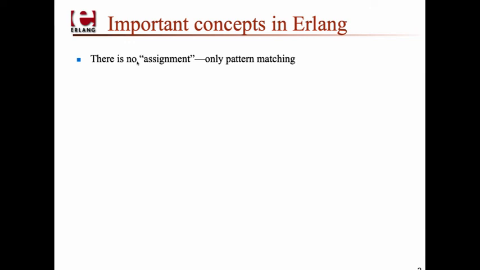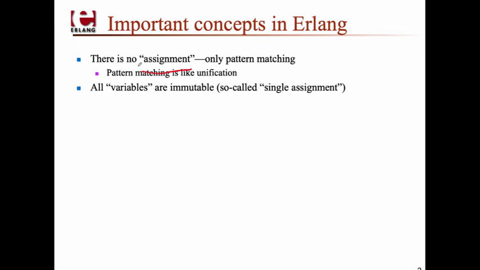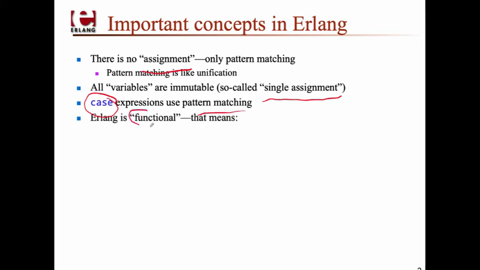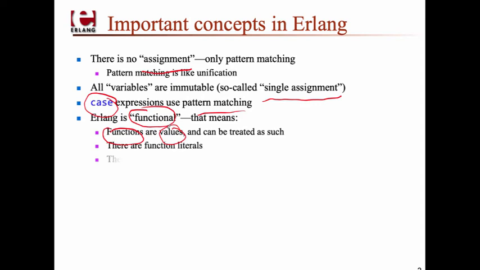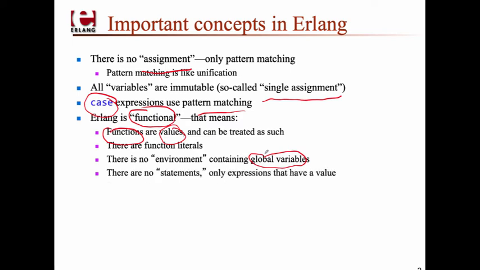There's no assignment, only pattern matching. So in fact, Erlang is a single assignment language. All variables are immutable. There are case expressions with pattern matching. And also Erlang is functional. That means functions are values, like in a functional language, like we have seen. You can do higher order in Erlang. Function literals. There are no global variables, so you only have processes or port objects talking. There are no statements, it's only expressions. So you're always computing functions.